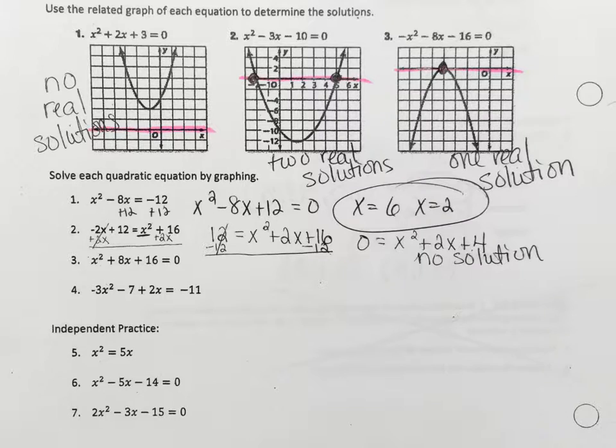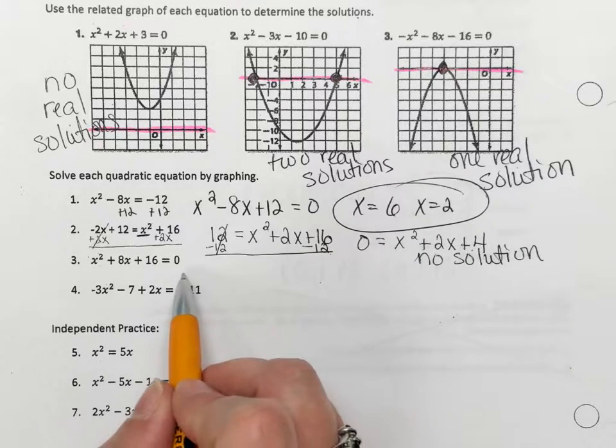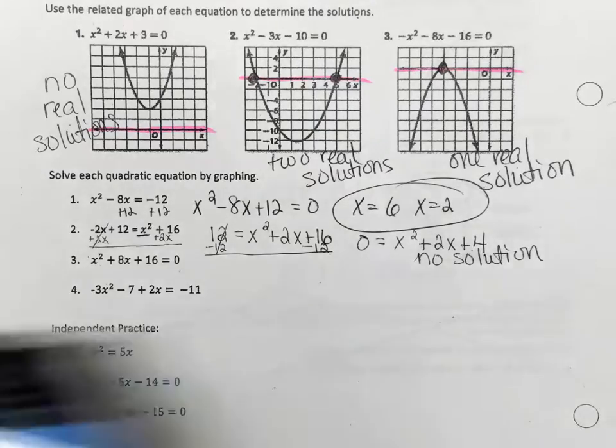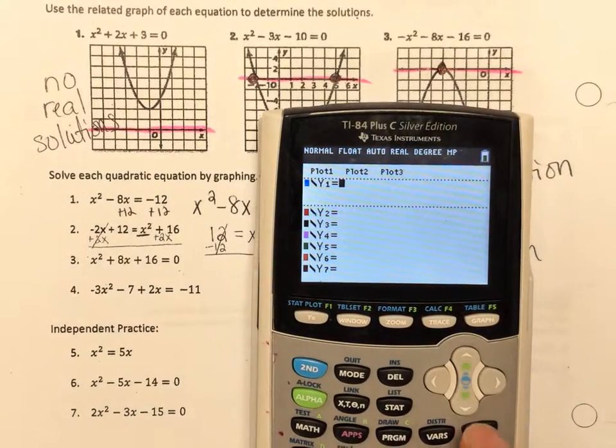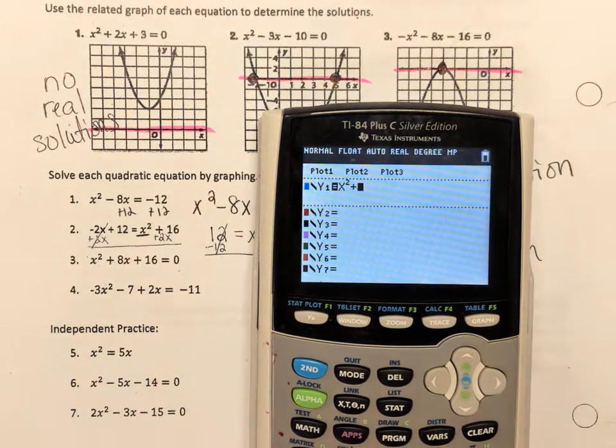All right, let's go to the next one. Go to number 3. It's already done. What about number 3? What do you notice? It's already done for you, so just go to y equals. That's pretty easy. So I typed it in, and then I'm going to hit graph, right?